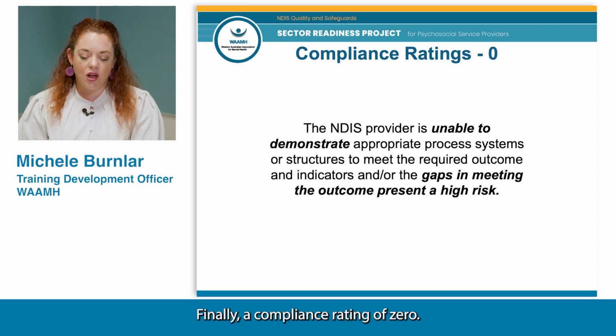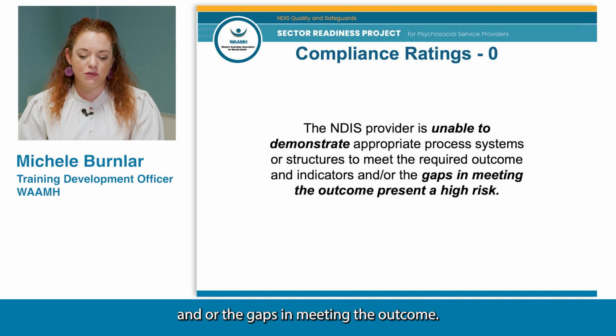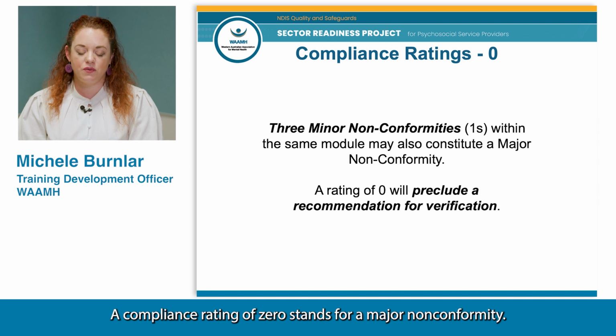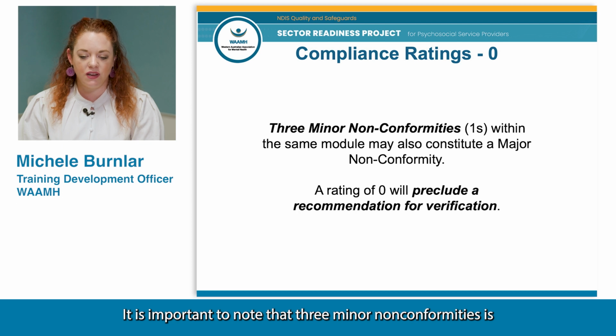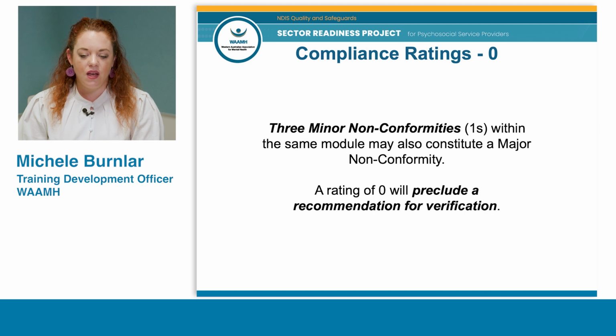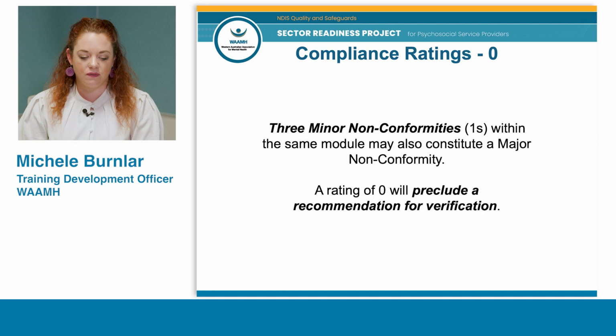Finally, a compliance rating of 0. This is where an NDIS provider is unable to demonstrate appropriate process, systems or structures to meet the required outcome and indicator, and/or the gaps in meeting the outcome present a high risk. A compliance rating of 0 stands for a major non-conformity. It is important to note that 3 minor non-conformities within the same module constitute a major non-conformity. A rating of 0 will preclude a recommendation for verification.